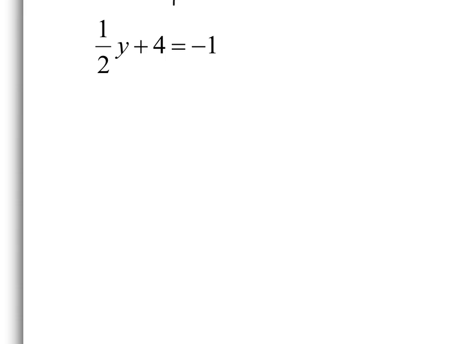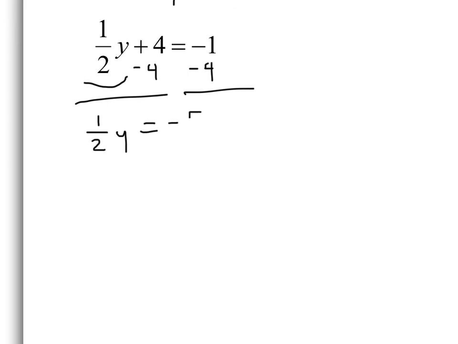How about fractions? Can we deal with fractions? We need to isolate the y term. We need to get rid of that plus 4, so how about we subtract 4, but whatever we do to one side, we have to do to the other. So we have 1/2 y equals -5.